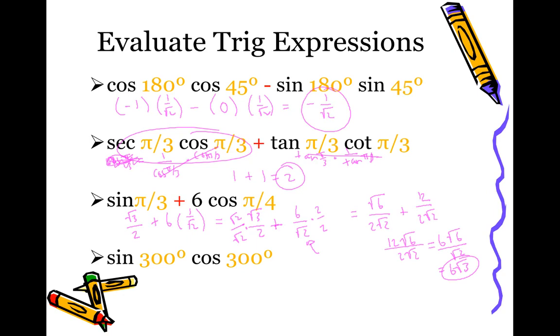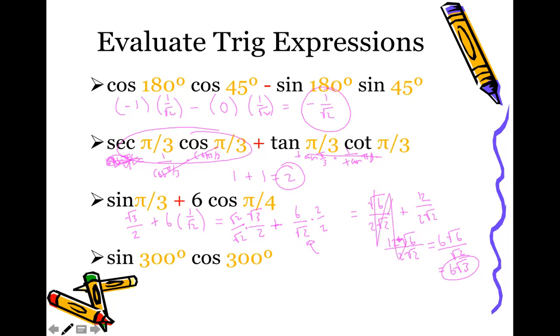Root 3 divided by 2 plus 6 divided by root 2. I definitely made a mistake, but now I'm not sure where. So this is root 6. Oh, because I'm adding. You guys didn't tell me that. Let's back up with that.